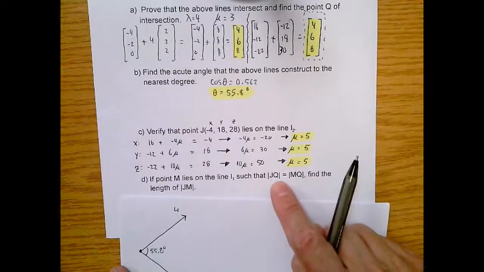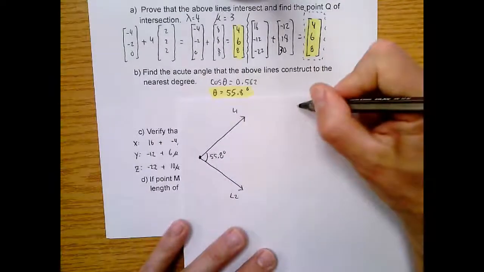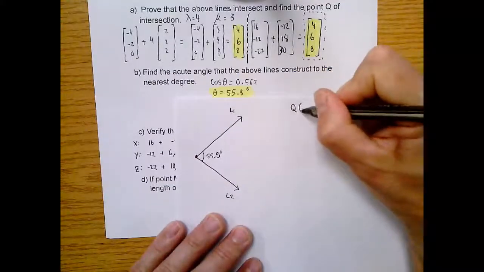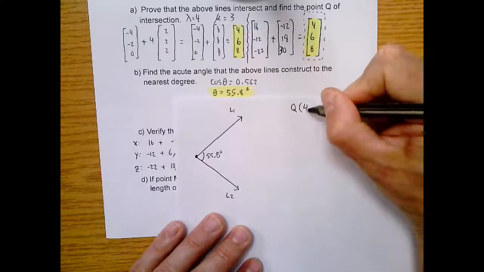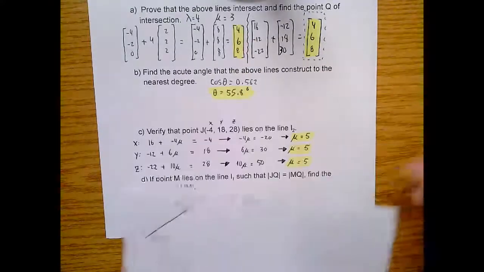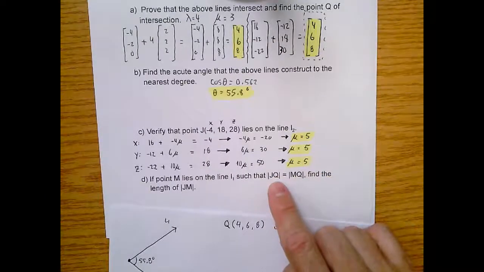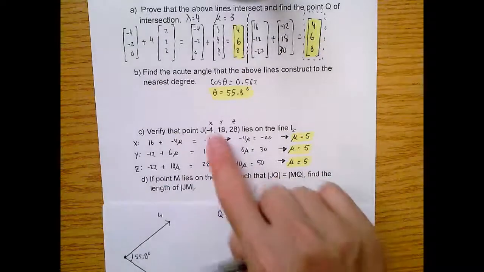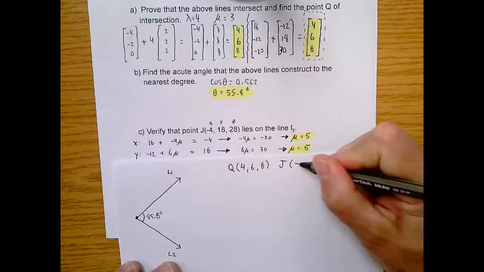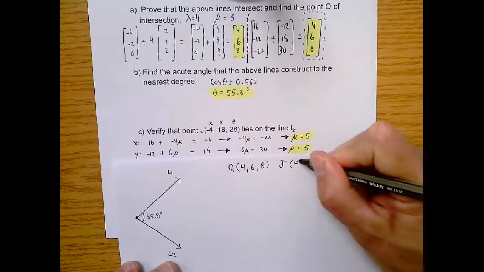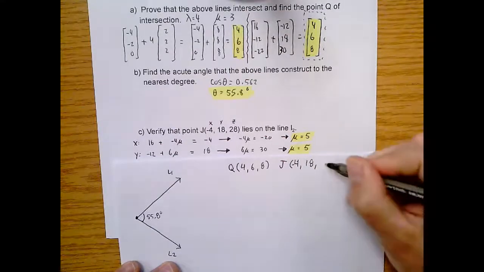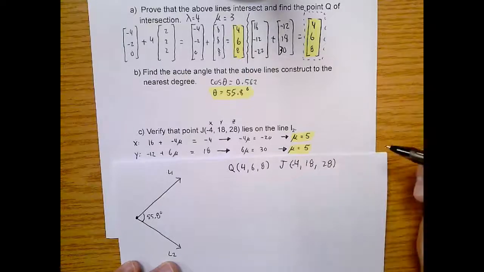So we have point Q, which we found as the point of intersection. We did that in part A, so I'm going to write that down from what we found earlier. And then it also asks about point J. So there's J. J was given to us in part C, so I'm going to write that down too. A big part of trying to be successful in these questions is really trying to organize your information, see what's going on, and try to understand that.